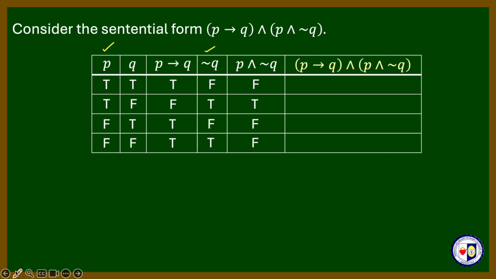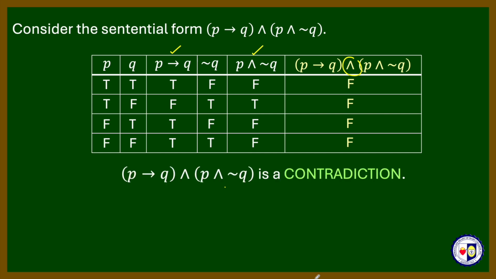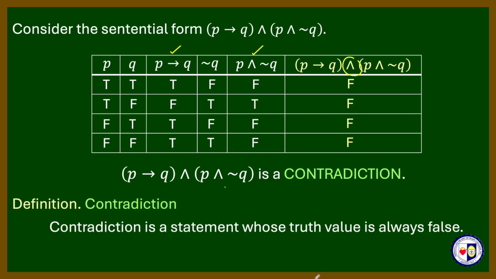And last column na po tayo, class. This one and this one. Let us use the conjunction once again. TF, F. FT, F. TF, F. TF, F. All cells under this column contain an F as a truth value. That means we can consider this as a contradiction. Now, a contradiction is a statement whose truth value is always false.